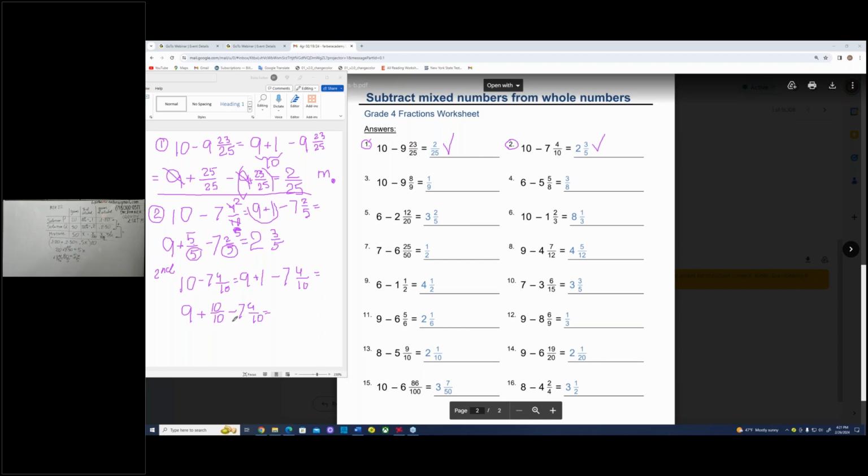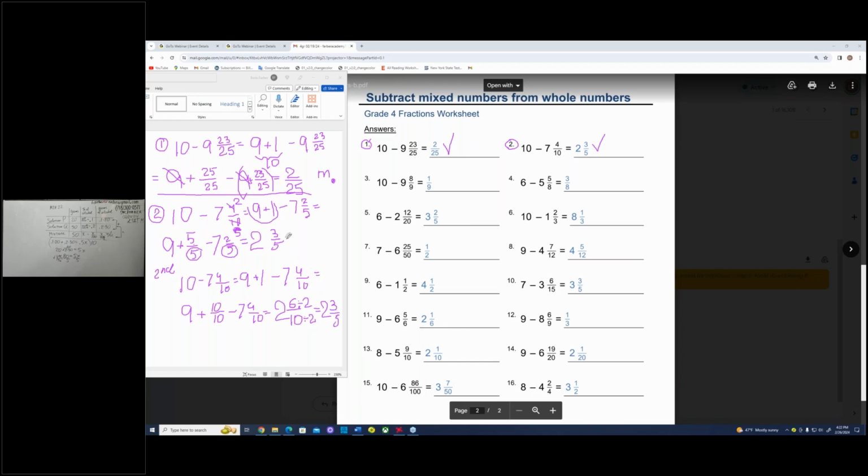Now help me. 9 minus 7 is 2. Excellent. 10 minus 4 is 6. 6 over 10. But they said, especially when they prepare for elite high school, you must simplify, reduce your answer. Help me to reduce this. You divide numerator, denominator by the same number. Okay, it would be what? 6 divided by 2 is 3. And divide by 2. 5.